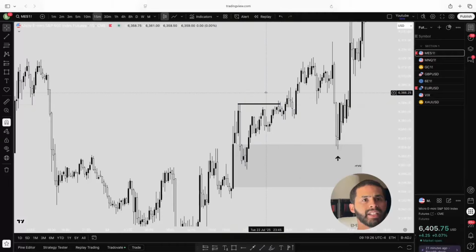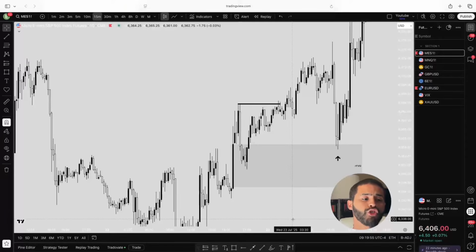You can see here we have this high and we have that structure break. It does not need to close above the candle. It just needs to trade through it. Okay? Important note. Once we have a fair value gap that is formed, filled, and breaks structure, that is our rebalanced fair value gap. It is a fair value gap that has been rebalanced.